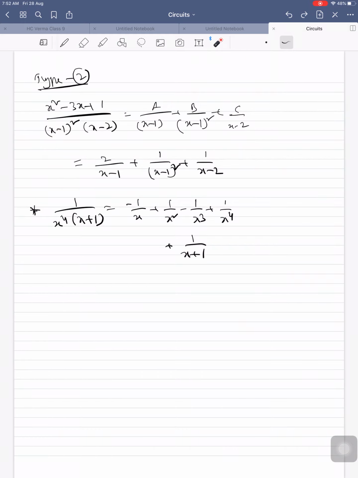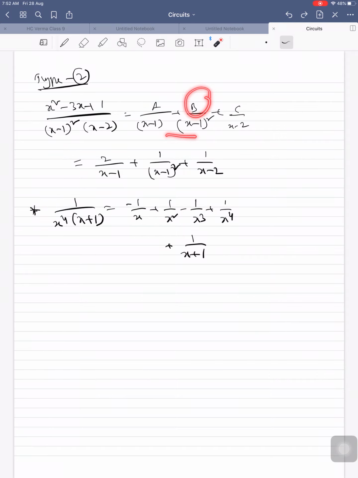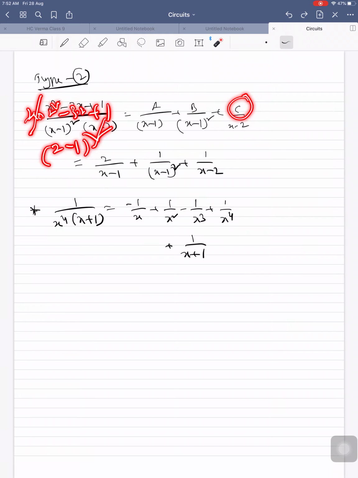So I want to vanish these two for getting b, then x equal to 1, put in this, then 1 square minus 3 into 1 plus 1 divided by 1 minus 2, left side will come, b right side only b will be there. Okay, that's finished. Now put on both sides x minus 2. If you substitute instead of x 2, 2 minus 2, this will be vanished, only c will be there, this x minus 2 will cancel, so 2 square minus 3 into 2 plus 1, 2 minus 1 whole square, then you will get c.